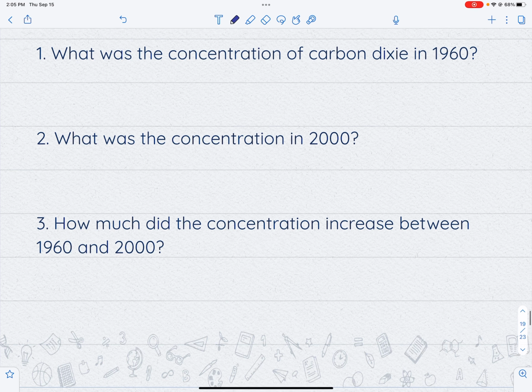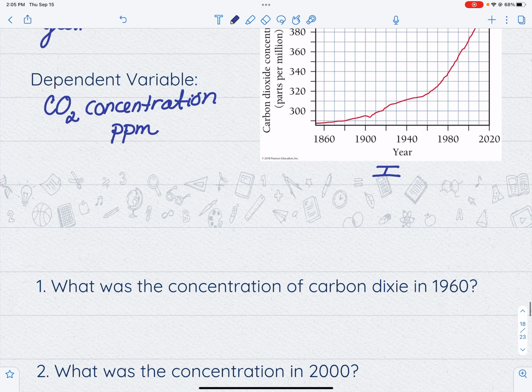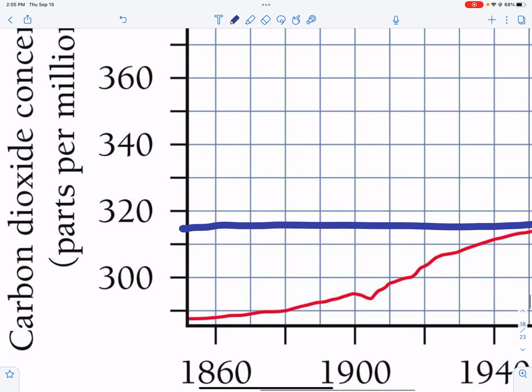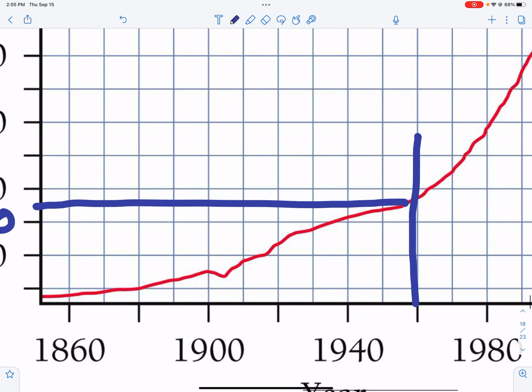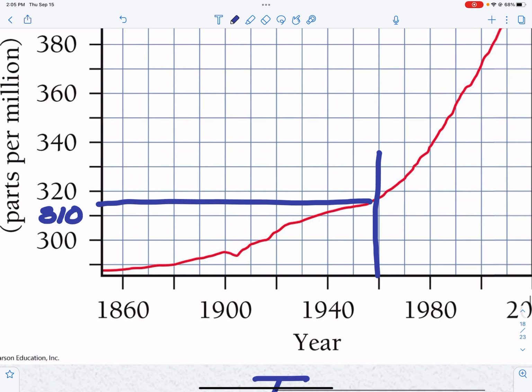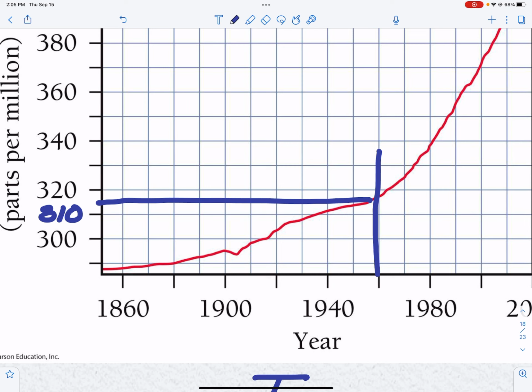So looking at this graph, in 1960, so this is 1960, what is the concentration of the carbon dioxide? Well, this little line there is 310, so it looks like I am a little bit less than 320, but I'm above 310, right? Because this line right here is 310.